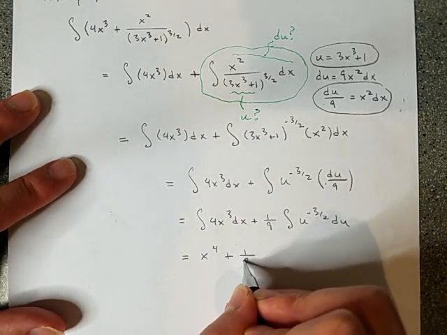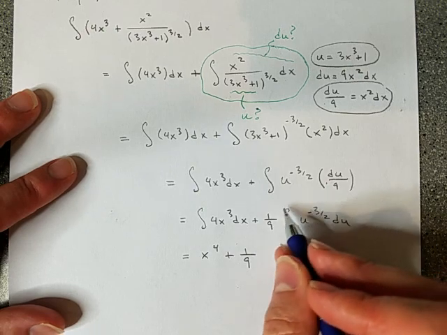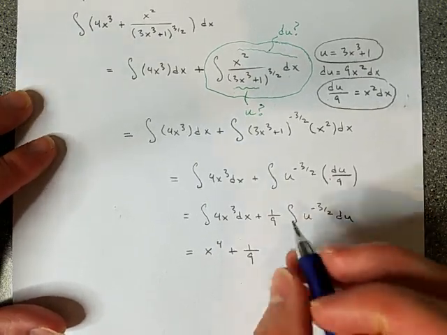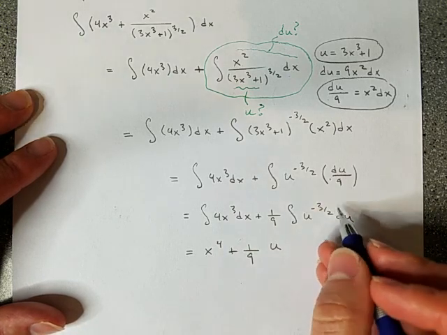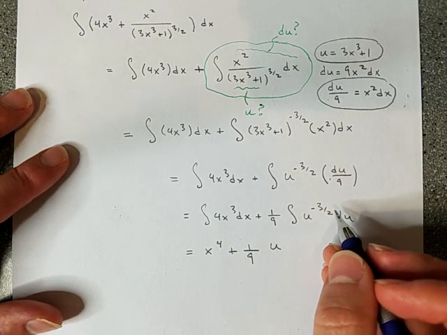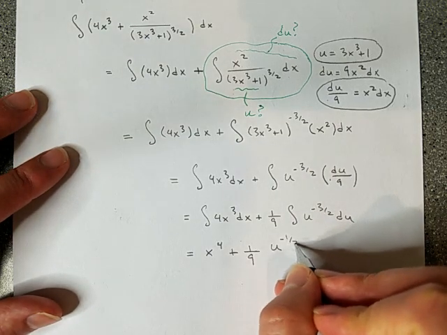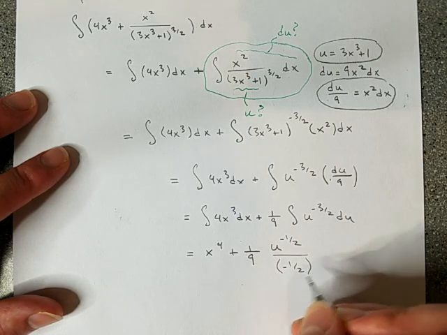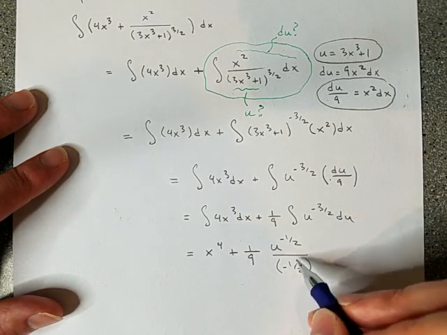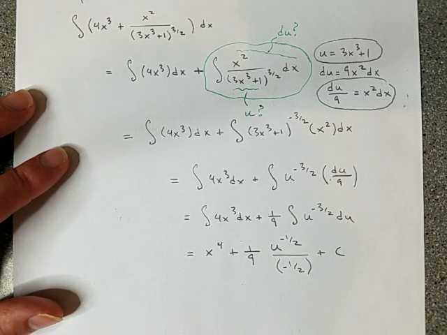Over here, 1 over 9. Okay, this is workable by some known formula. Here's what I do. I add 1 to the power. Negative 3 over 2 plus 2 over 2 is negative 1 over 2. All right. So that's this part. And then I'm done at that point. I say plus c.